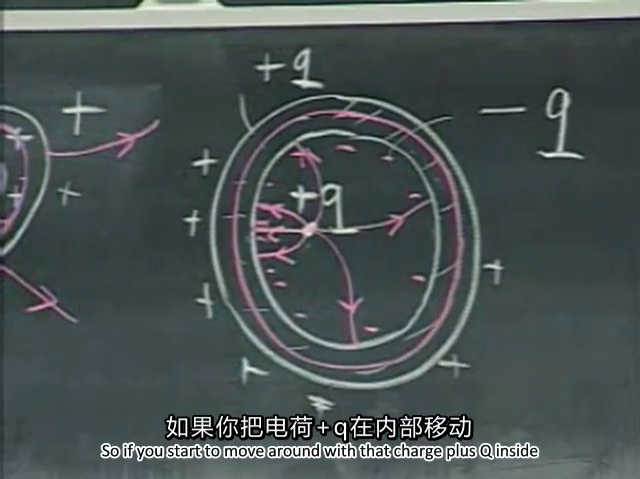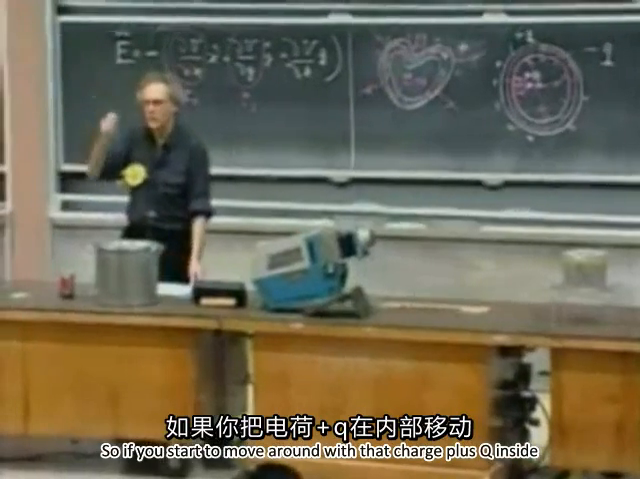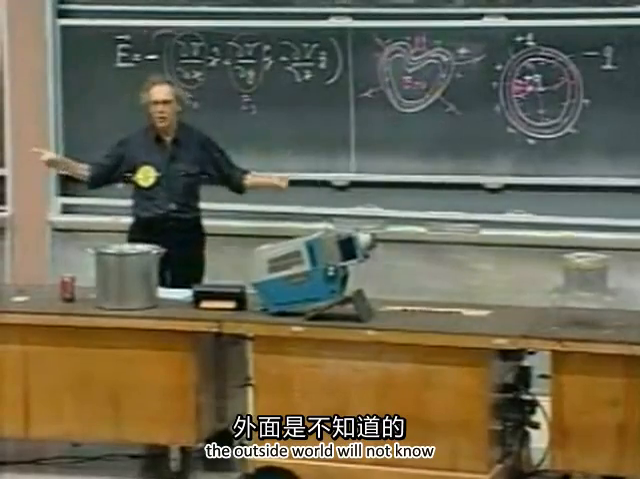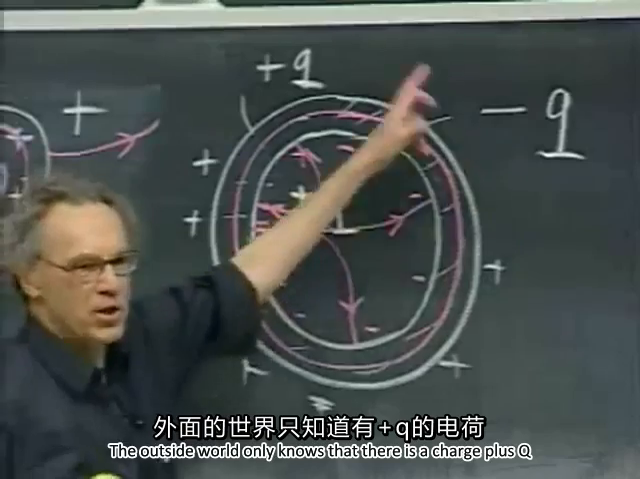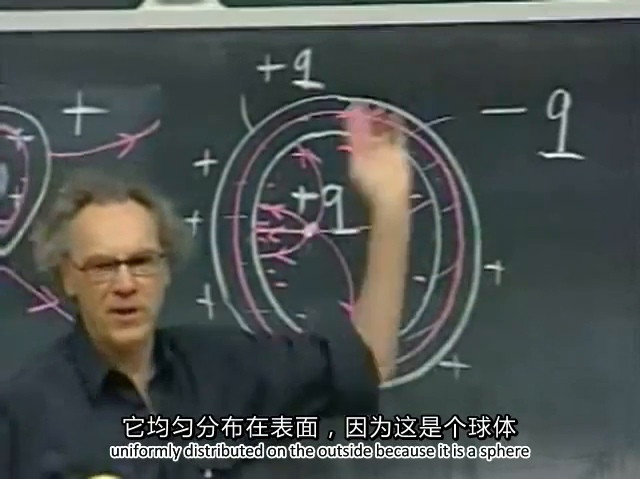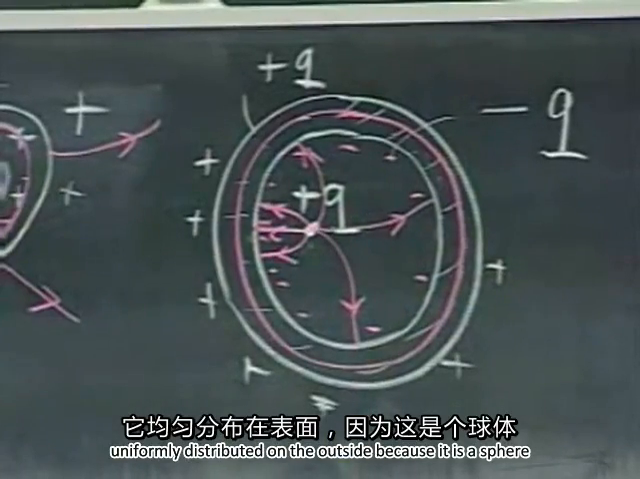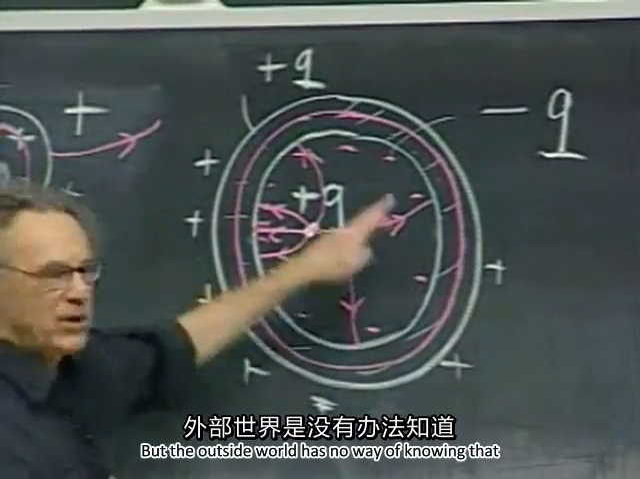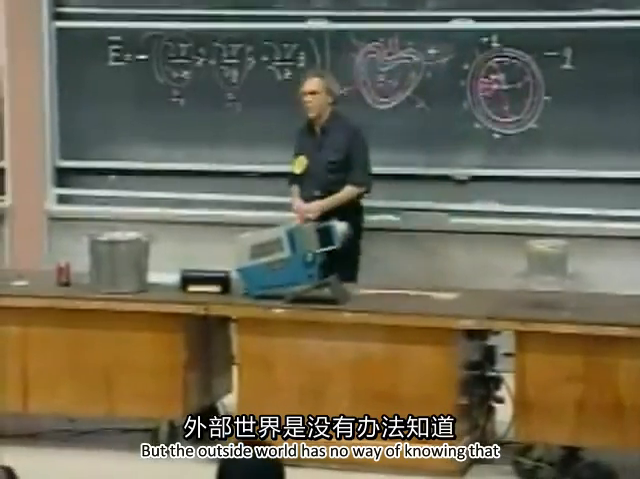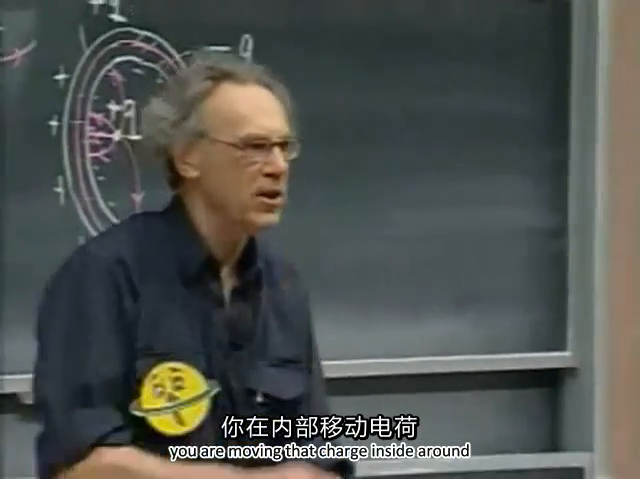So if you start to move around with that charge plus Q inside, the outside world will not know. The outside world only knows that there is a charge plus Q uniformly distributed on the outside because it is a sphere. That would not be the case if it were a heart. But the outside world has no way of knowing that you are moving that charge inside around.